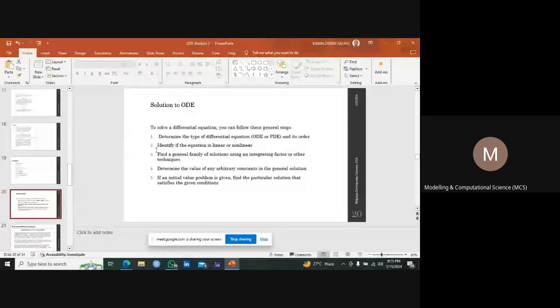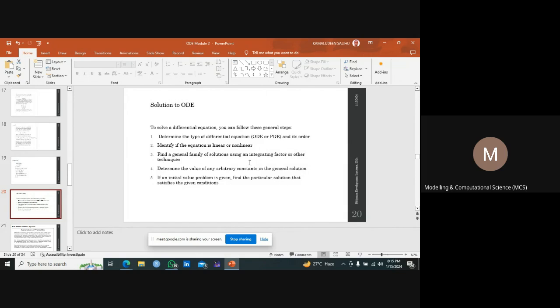So, determine the type of differential equation, either ODE or PDE. Number 2, identify if the equation is linear or non-linear. You check that also. Number 3, find a general family of solutions, using an integrating factor or other techniques. Then number 4, determine the value of an arbitrary constant in the general solution. Then the last one, if an initial value problem is given, find a particular solution that satisfies the given condition.